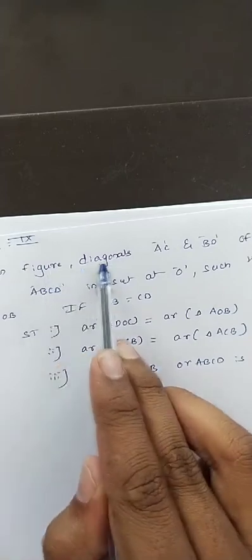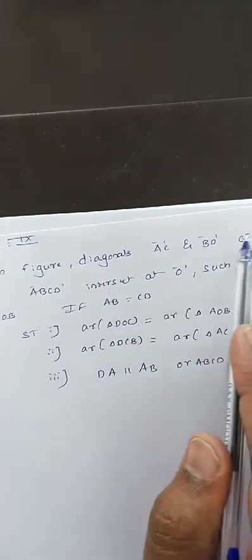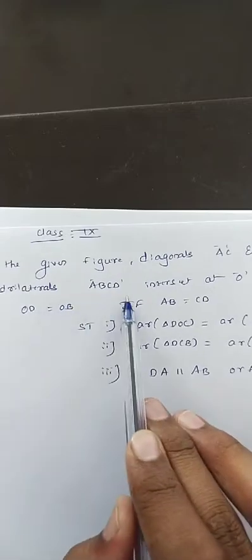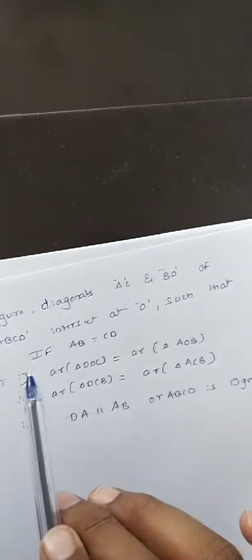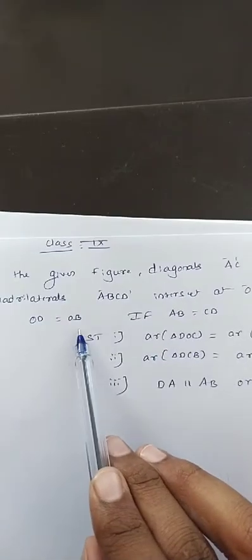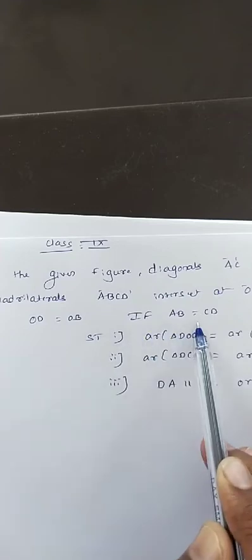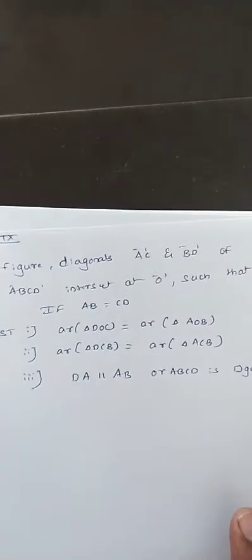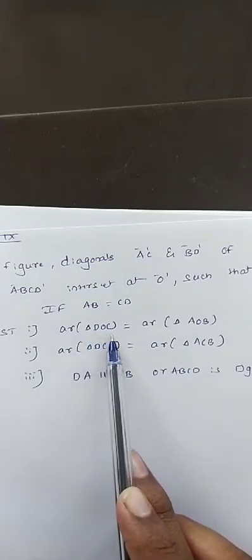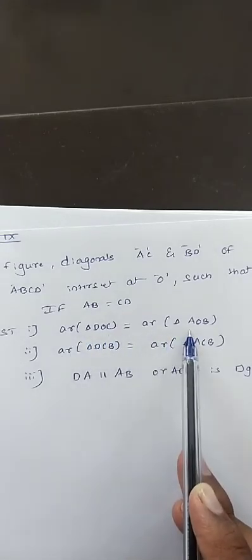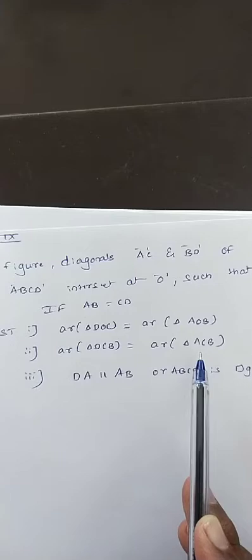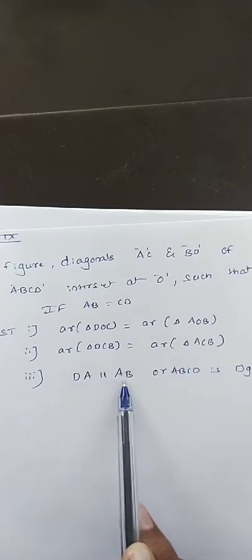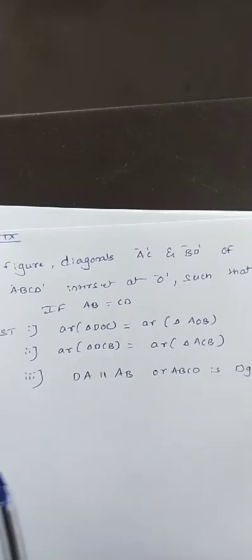In the given figure, diagonals AC and BD of quadrilateral ABCD intersect at O such that OD is equal to OB, and AB is equal to CD. First we have to show that area of triangle DOC is equal to area of triangle AOB. Second, area of triangle DCB is equal to area of triangle ACB. Third, DA is parallel to BC, or ABCD is a parallelogram.